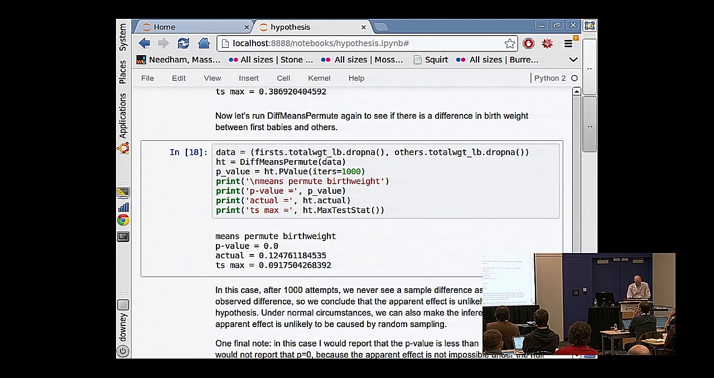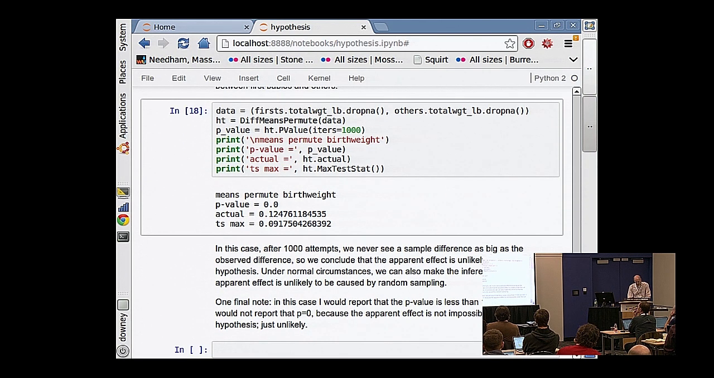So that is the difference in birth weights. If you're curious, just as a quick aside, does anyone have a conjecture about why first babies might be a little bit lighter than subsequent babies?